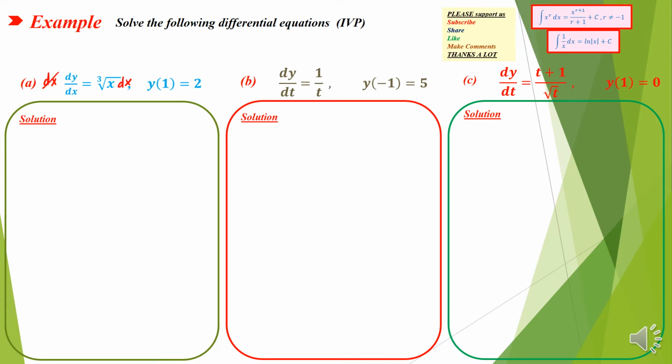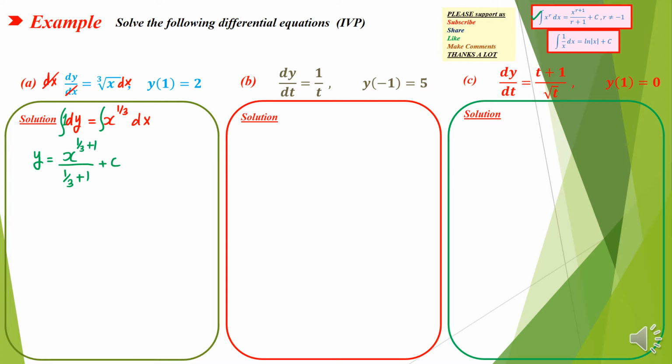Then you can cancel dx with dx and you will get dy on the left hand side equals x to the 1/3 dx. Now you can integrate both sides, and the integration of dy, it means integration of 1 dy, and 1 is a constant, so it will be 1y. We have y equals the integration of x to the 1/3. You have to use the power rule, so you have to add up 1 to the power and divide by the same power plus c.